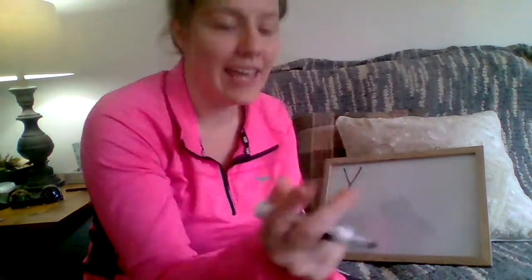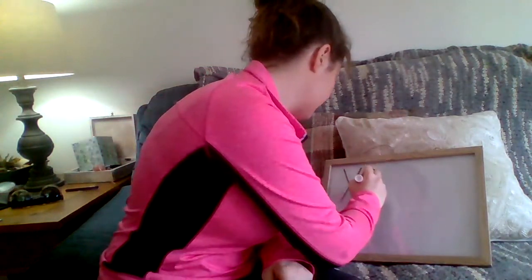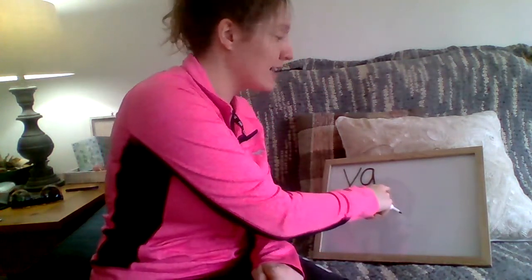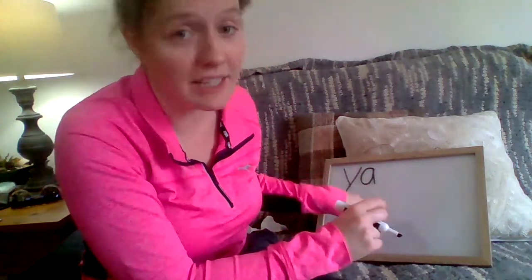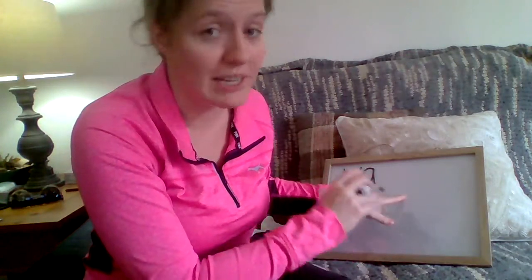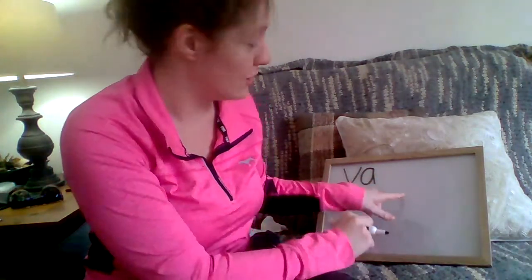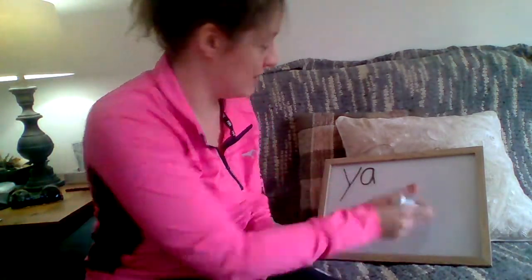Okay, the word was yak. Y-a. What letter says a? A. Now the word is yak. Y-ack. Now we know three ways to write this sound, because C says k, K says k, CK says k. Since it's coming at the end of the word, we never have C at the end of the word. So it has to be K.